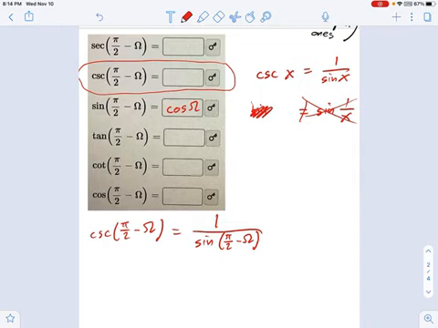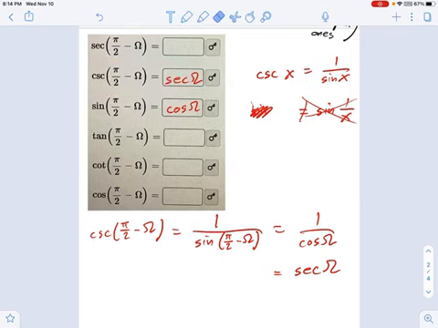Now we just did all that work to say this is equal to 1 over cosine omega. And that is just equal to secant omega. So we just need to know our reciprocal identities, and that is real quick. Secant omega. Okay, there you go. Do the same thing for the others. You'll be good.